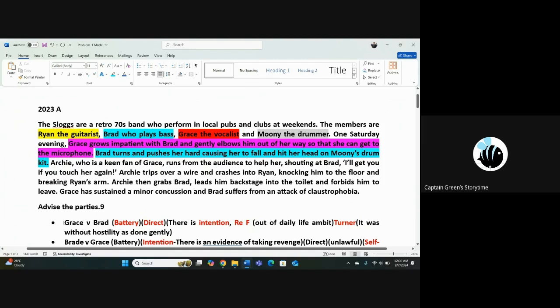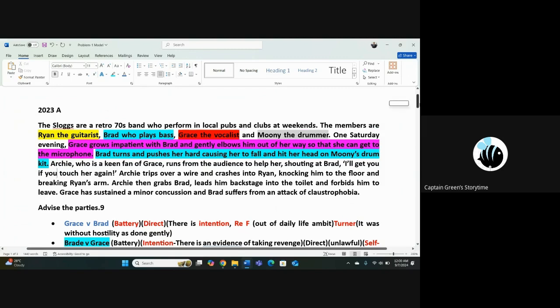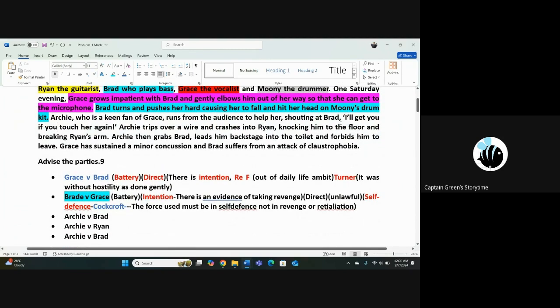Write down that the first relation is between Grace versus Brad. Highlight that. Moving on, Brad turns and pushes her hard, causing her to fall and hit her head on Moni's drum kit. The second relation is between Brad versus Grace. Highlight it again and note it down. Then Aki, who is a keen fan of Grace, runs from the audience to help her, shouting at Brad that I will get you if you touch her again. Then the next relation is between Aki versus Brad.